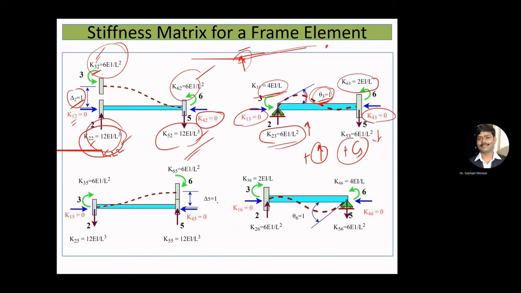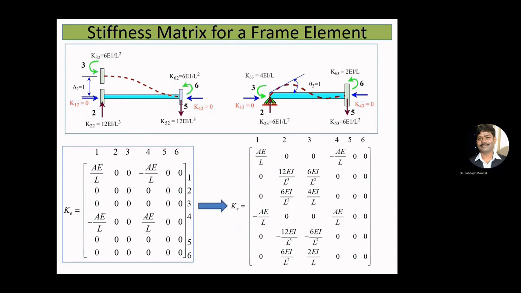value corresponding to the unit displacement in the 5th degree of freedom and unit rotation in the 6th degree of freedom. Okay, so now if we see what are the forces developing, okay, you will observe that our stiffness matrix will look like this.